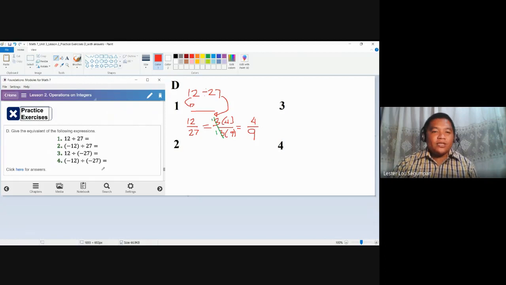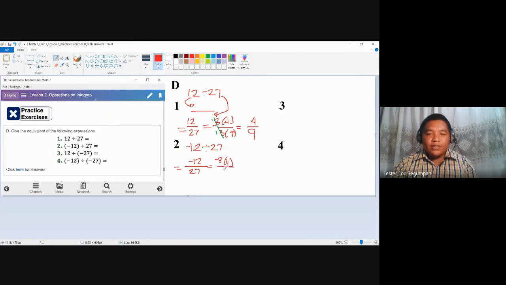Applying the same concept to negative 12 divided by 27, you make it a fraction. So you have here negative 12 over 27. Again, negative 12 is negative 3 times 4, and 27 is 3 times 9. The cancellation law for multiplication allows us to cancel this. What is left is negative 1 and 1. So negative 1 times 4 is equal to negative 4 over 1 times 9, which is 9.